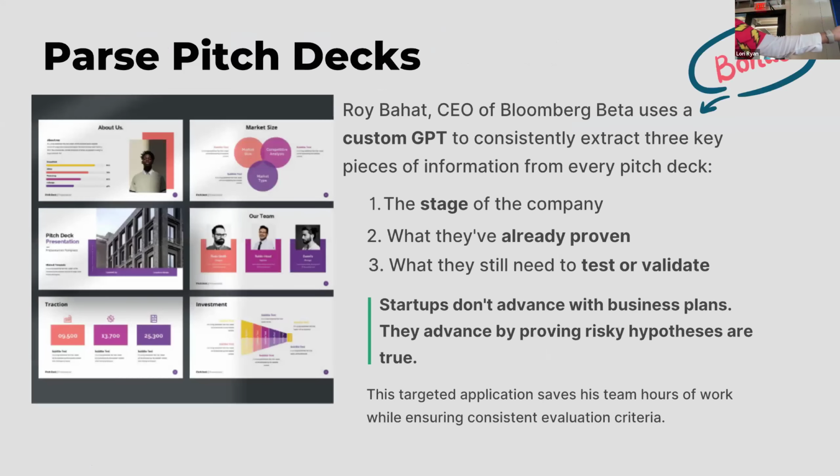So then, this was an interesting bonus one. I'm part of the Perplexity Business Fellow Program. And Roy Bahat, who is the CEO of Bloomberg Beta, talked. What surprised me is he said he built a custom GPT to parse pitch decks. So apparently when people are creating pitch decks, everybody has their own style or way of presenting information, and he wanted a consistent output. He's like, I just needed to see 3 things from these pitch decks. I wanted to know their stage, what they've proven, and what they still need to test or validate. And so this is his way of getting that information in a much faster way than reading all of the pages of the pitch deck.